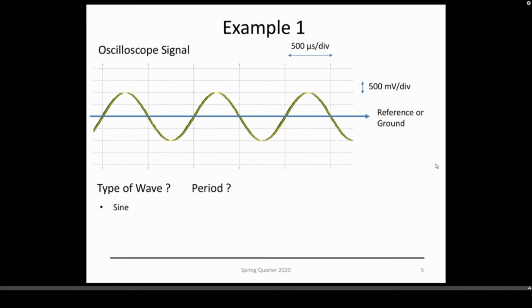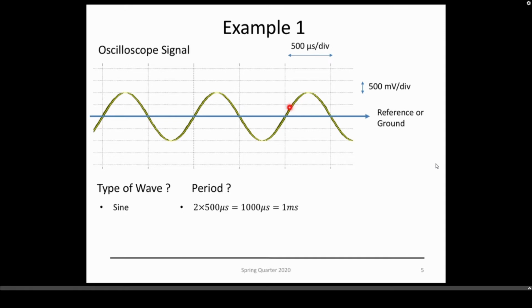The type of wave that you have, it's a sine wave. The period is going to be 1 millisecond. So how do you find the period? You pick one point, a random point on your wave, and you trace the wave until it repeats. So the wave here is going to repeat over here.